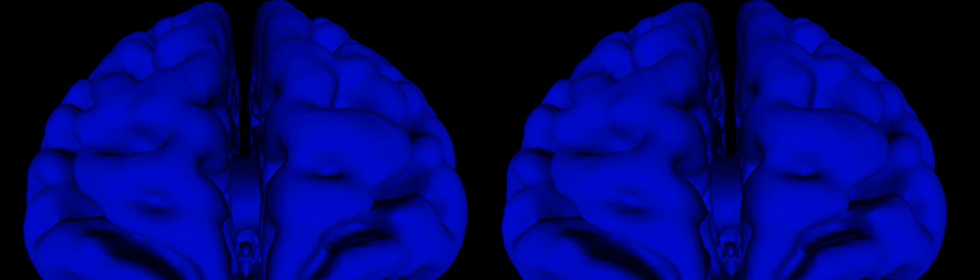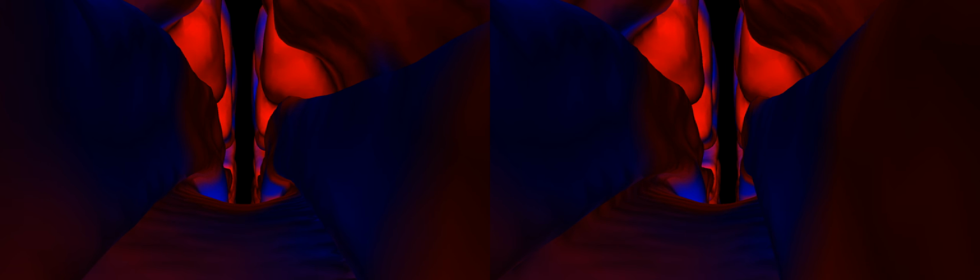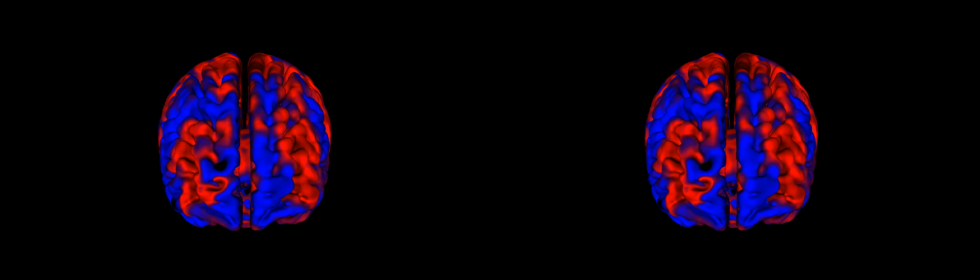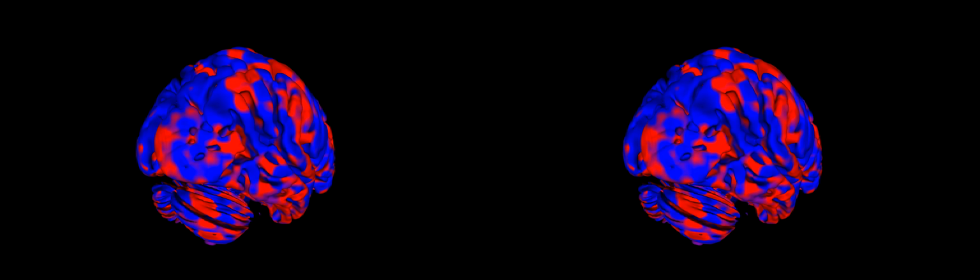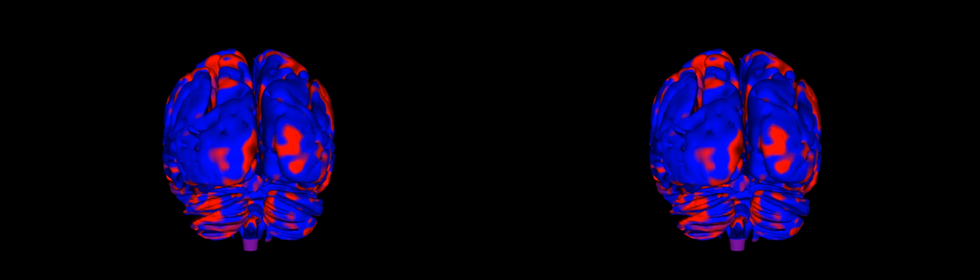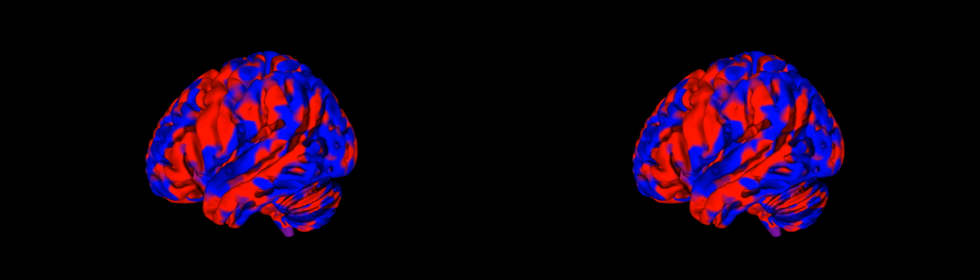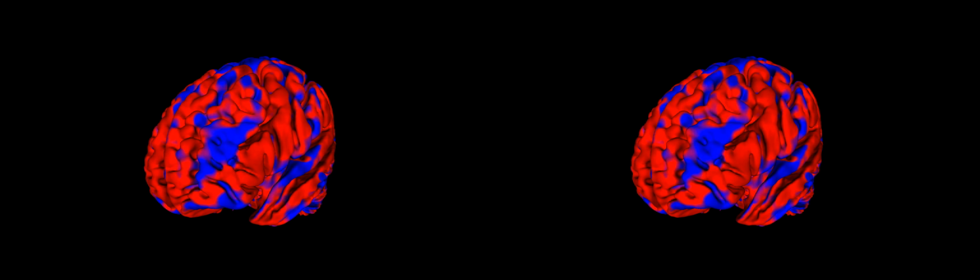Functional MRI indirectly measures brain activation via the blood oxygenation level. Even without a cognitive task, the brain shows activation. Its low-frequency component is plotted on the brain surface. The brain activation oscillates.